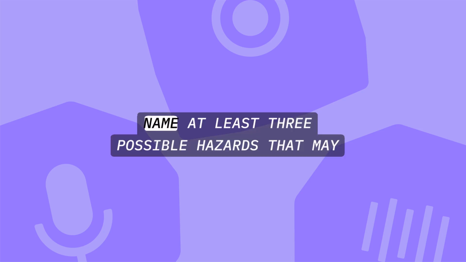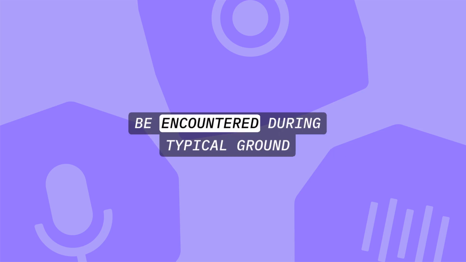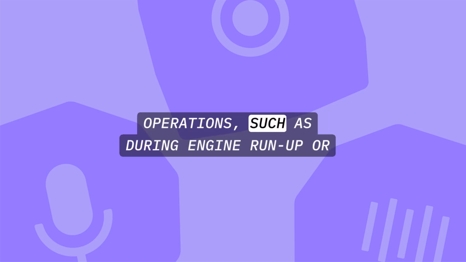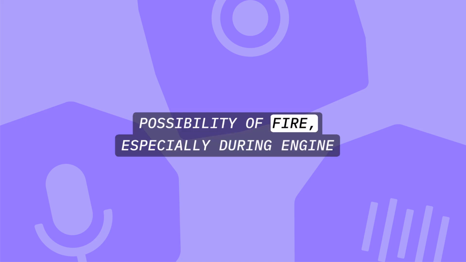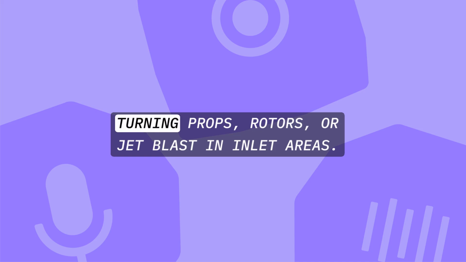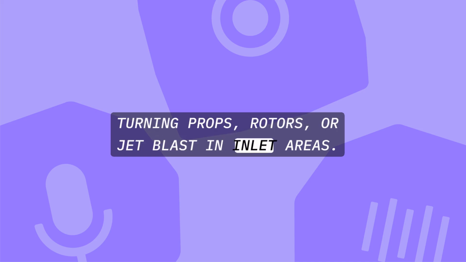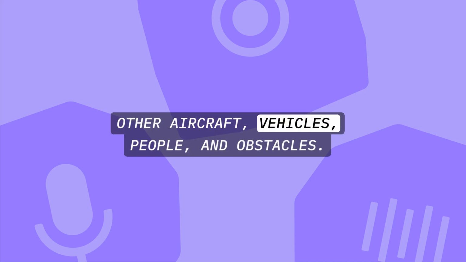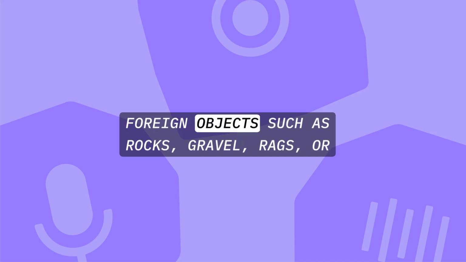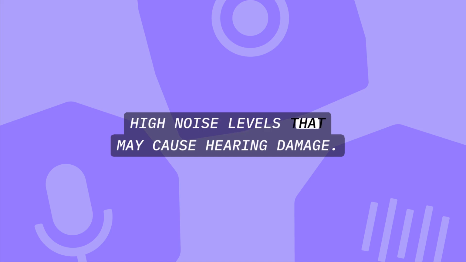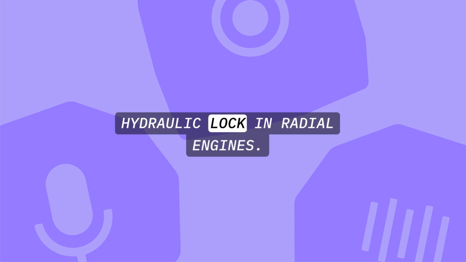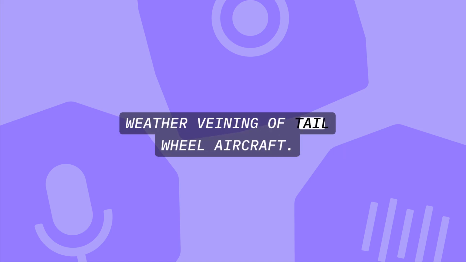Name at least three possible hazards that may be encountered during typical ground operations, such as during engine run-up or taxiing. The possibility of fire, especially during engine starting, turning props, rotors, or jet blast in inlet areas, other aircraft, vehicles, people, and obstacles, foreign objects such as rocks, gravel, rags, or loose hardware, high noise levels that may cause hearing damage, hydraulic lock in radial engines, weather vaning of tailwheel aircraft.